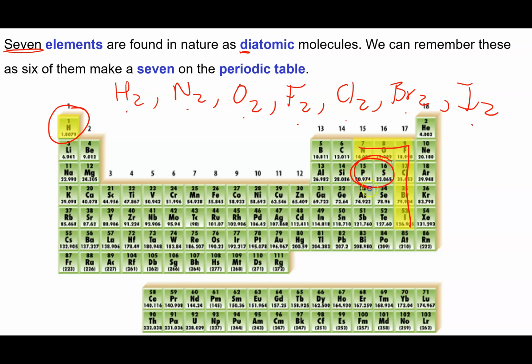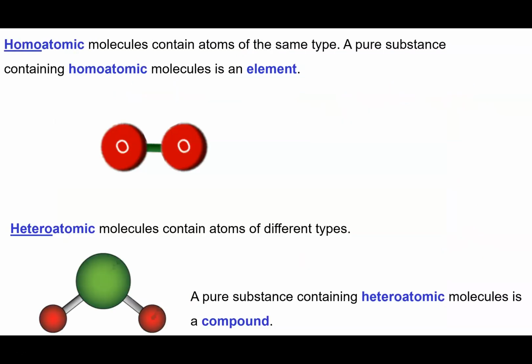Now there are 2 other elements on the periodic table that in nature exist in molecules, and they're right next to one another, and they're also right near what we call the diatomic 7. And so phosphorus is found as P4 and sulfur as S8. And remembering those 9 is important.